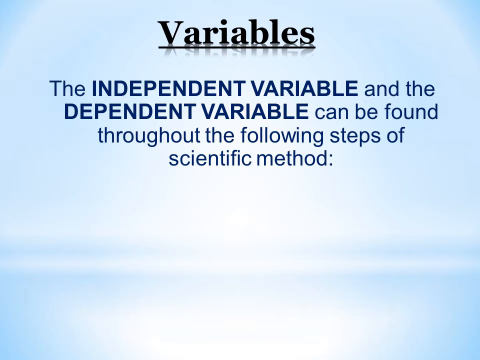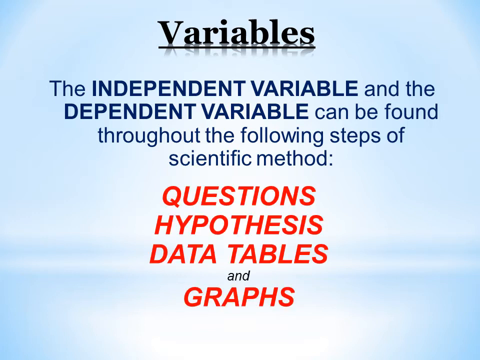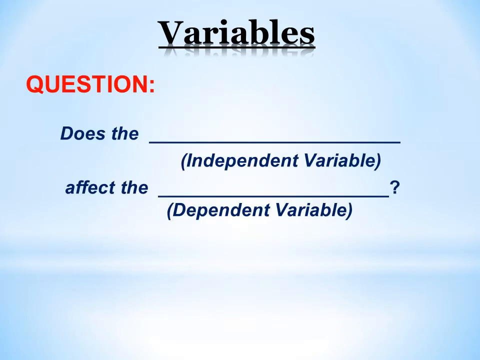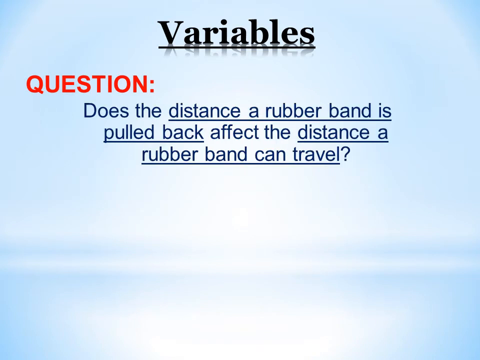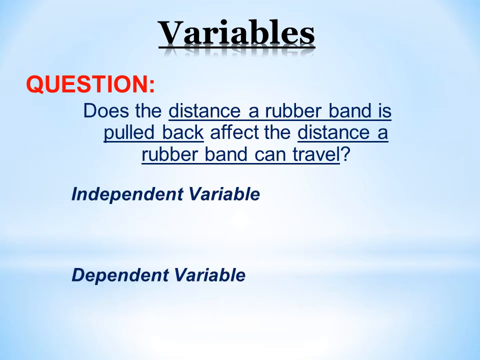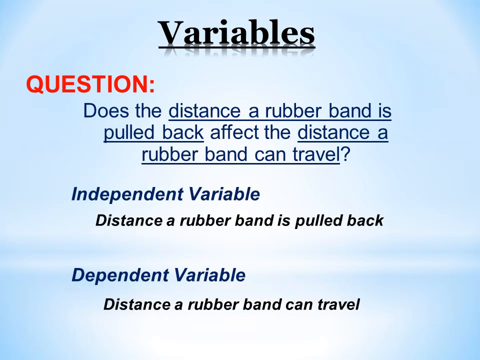The independent and dependent variables can be clearly seen throughout the different steps of the scientific method. Let us see using our first experiment. For the problem, our question can be stated as, does the blank affect the blank? The first blank refers to the variable that we change, the independent variable. The second blank refers to the variable that we measured, the dependent variable. Now let us complete the question. Does the distance a rubber band is pulled back affect the distance a rubber band can travel?